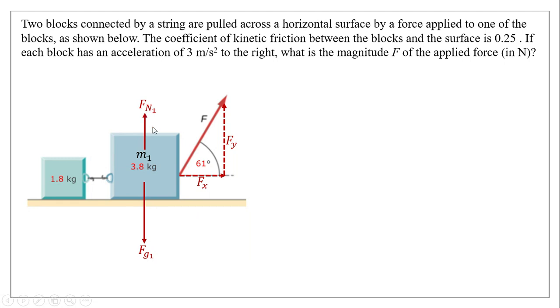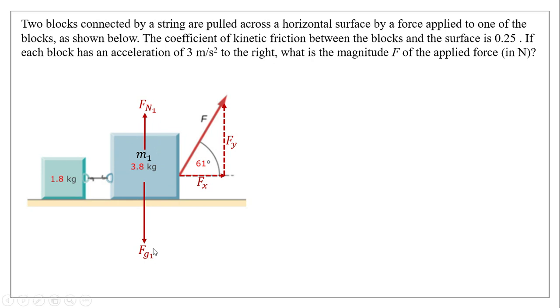This is Fn1. I do want to point out, conceptually speaking, why this is not drawn to scale. I drew Fn1 smaller than F of g1 because if you look at M1, it is not accelerating upward or downward, because it remains on the horizontal surface. So I like to think of it, there are two arrows pointing upward. Here's Fn1, here's F of y. Both of these are pointing upward, but the sum of these two vectors pointing upward must equal F of g1, which implies that Fn1 must be less than F of g1.